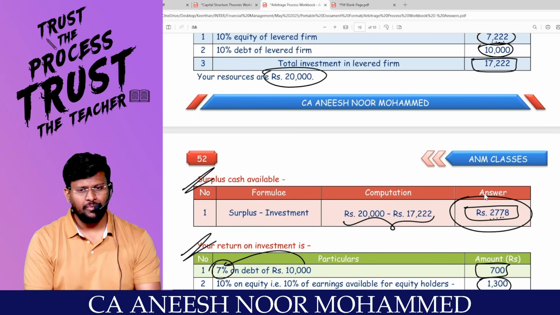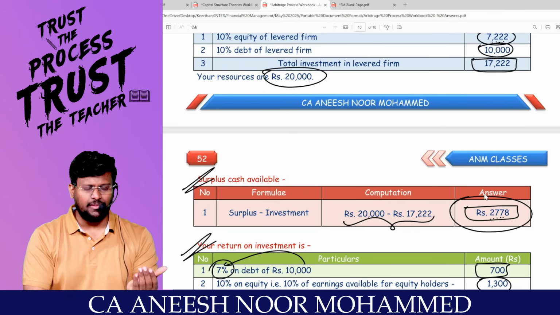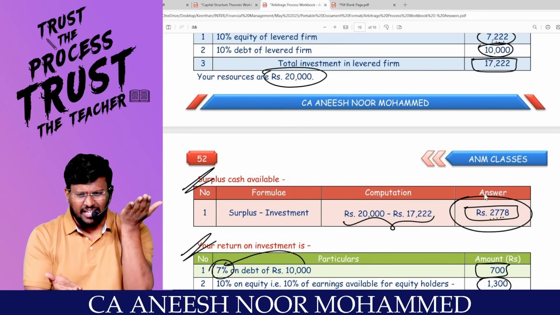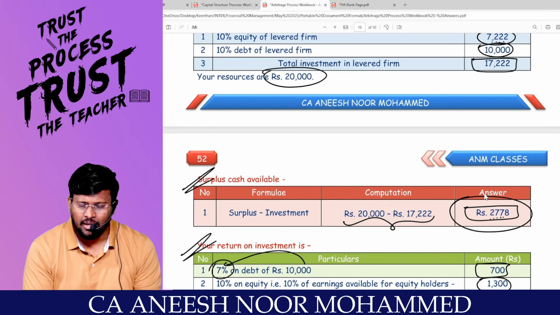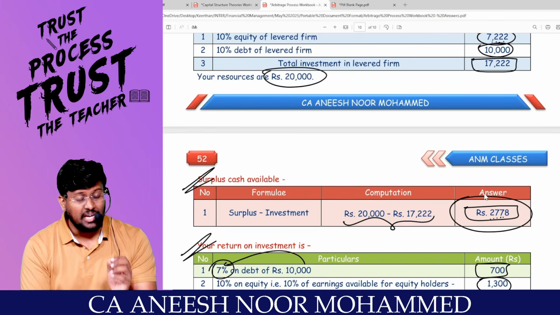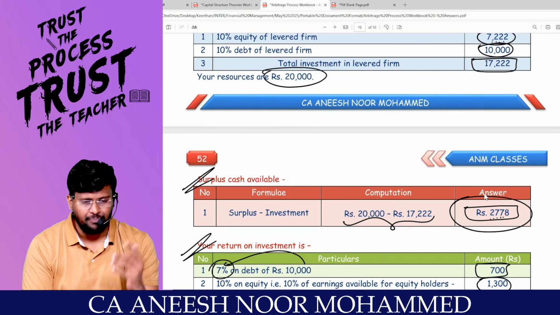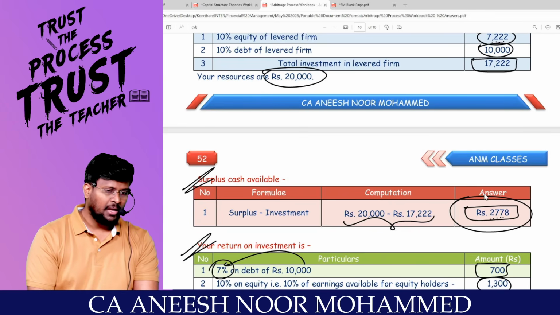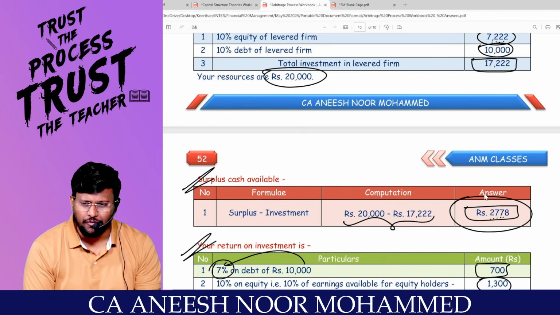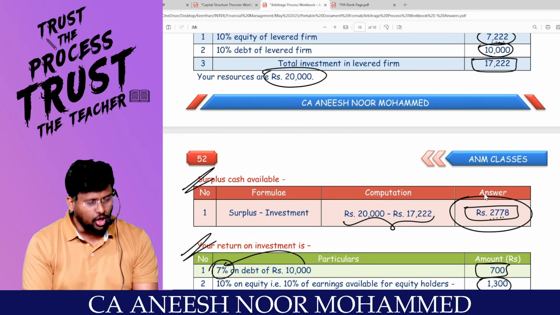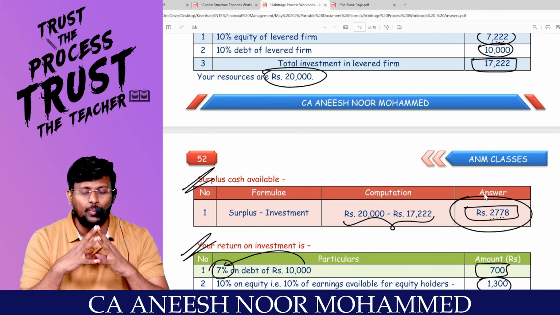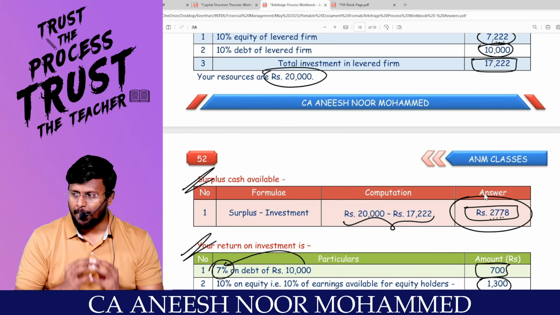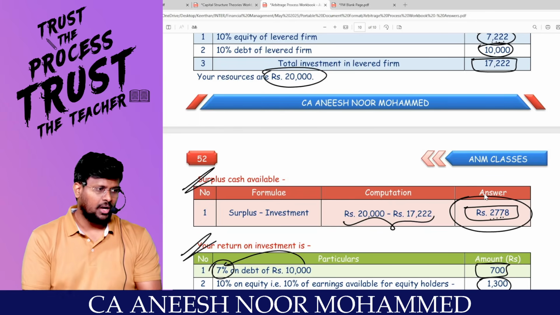But at any chance, if the value of the unlevered firm is higher than the value of the levered firm, such a situation is called secondary arbitrage. People will start selling the shares of the unlevered firm and they will start investing in the shares of the levered firm. Automatically, the shareholder will have the same income with extra money in his hand. That extra money is called arbitrage gain.